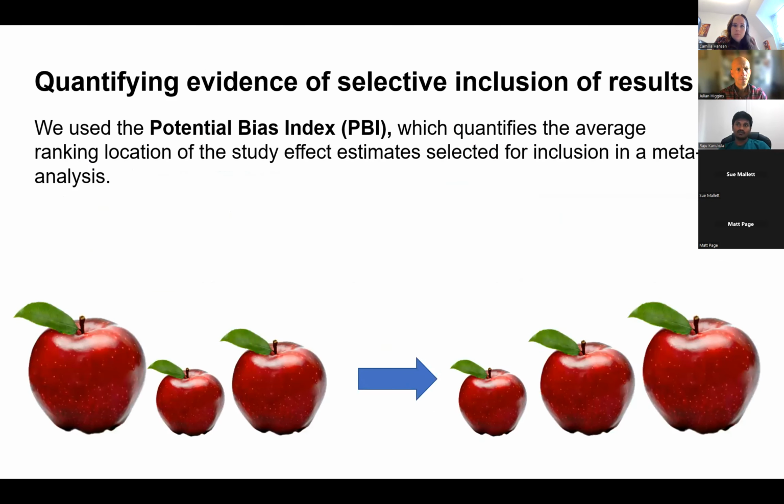And to quantify the bias due to selective inclusion, we have used the potential bias index, which was developed by my supervisors and Professor Andrew Forbes. This PBI index is based on ordering the effect estimates in each study by their magnitude and direction of effect. Then we determine the position within that order where the effect estimate, which is included in the meta-analysis, sits.